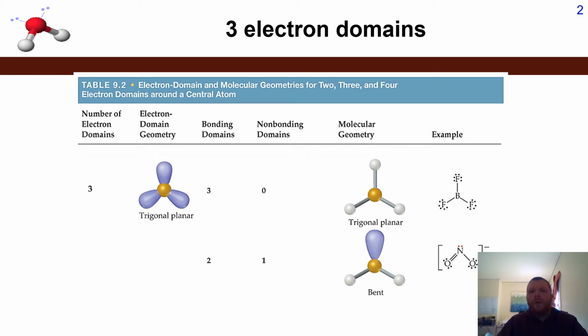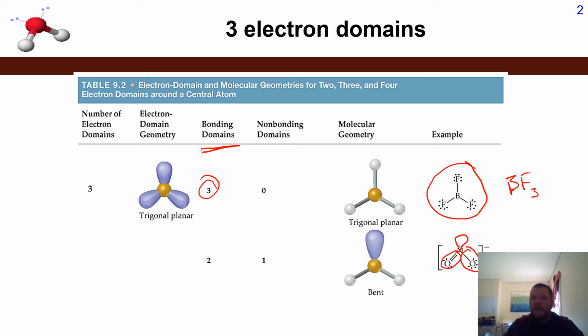Now, when we grow to 3 electron domains, those electron domains can vary a little bit. We've got BF3, where we have 3 fluorine atoms surrounding our central boron, or we have NO2 minus, where we have 1 lone pair of electrons and 2 adjacent atoms. Those are 3 total electron domains. However, those electron domains are different. One of them has 3 bonding domains, that BF3, and no non-bonding domains.